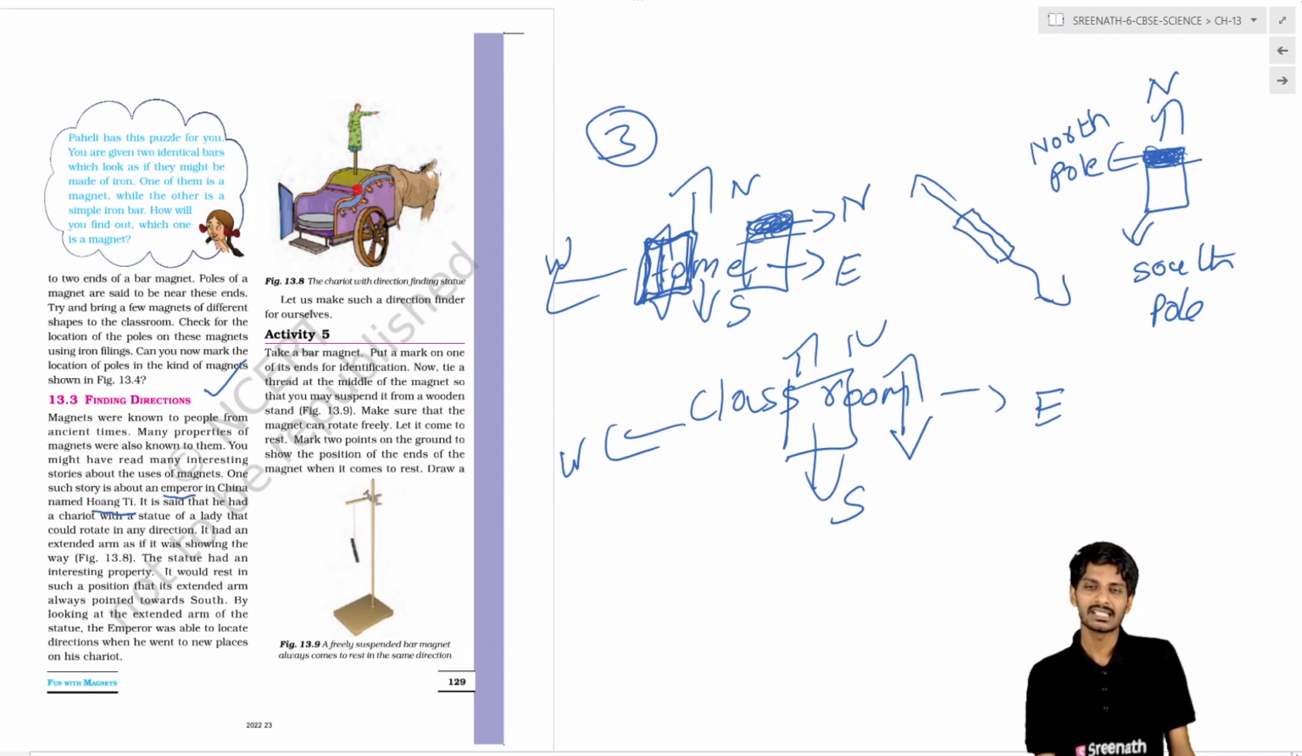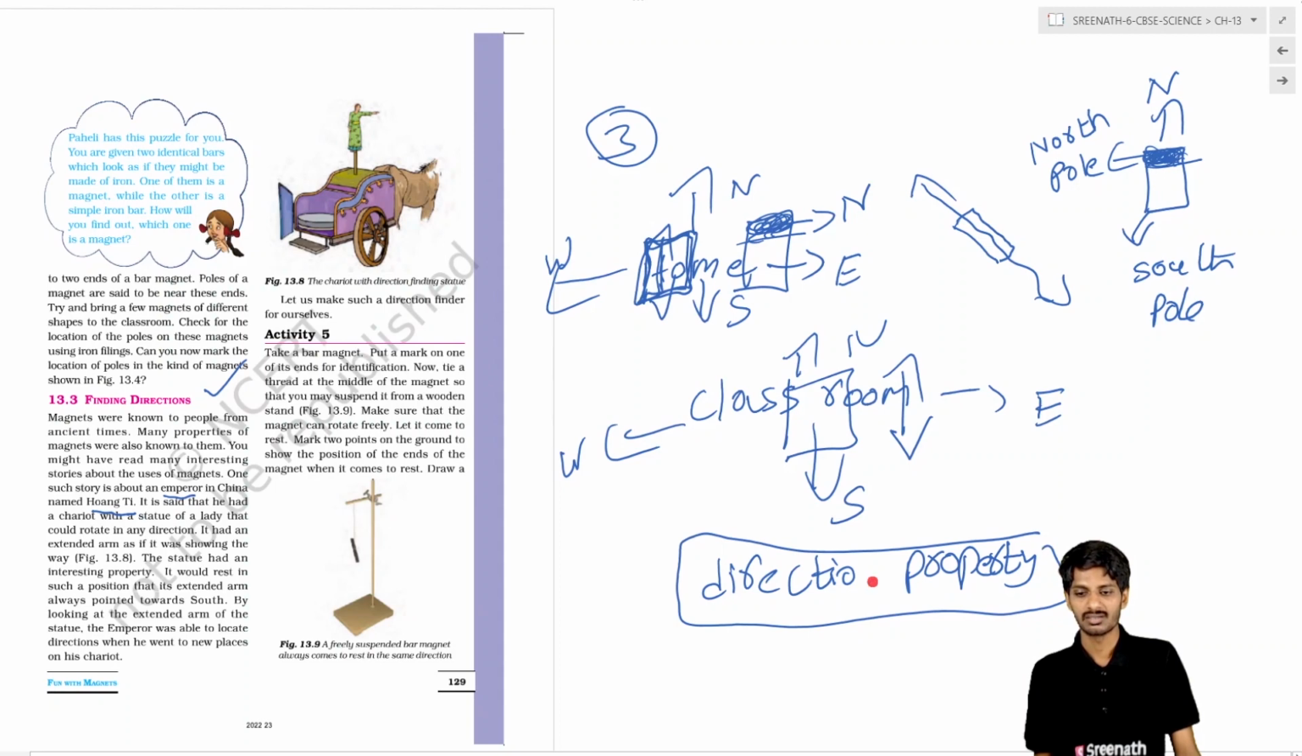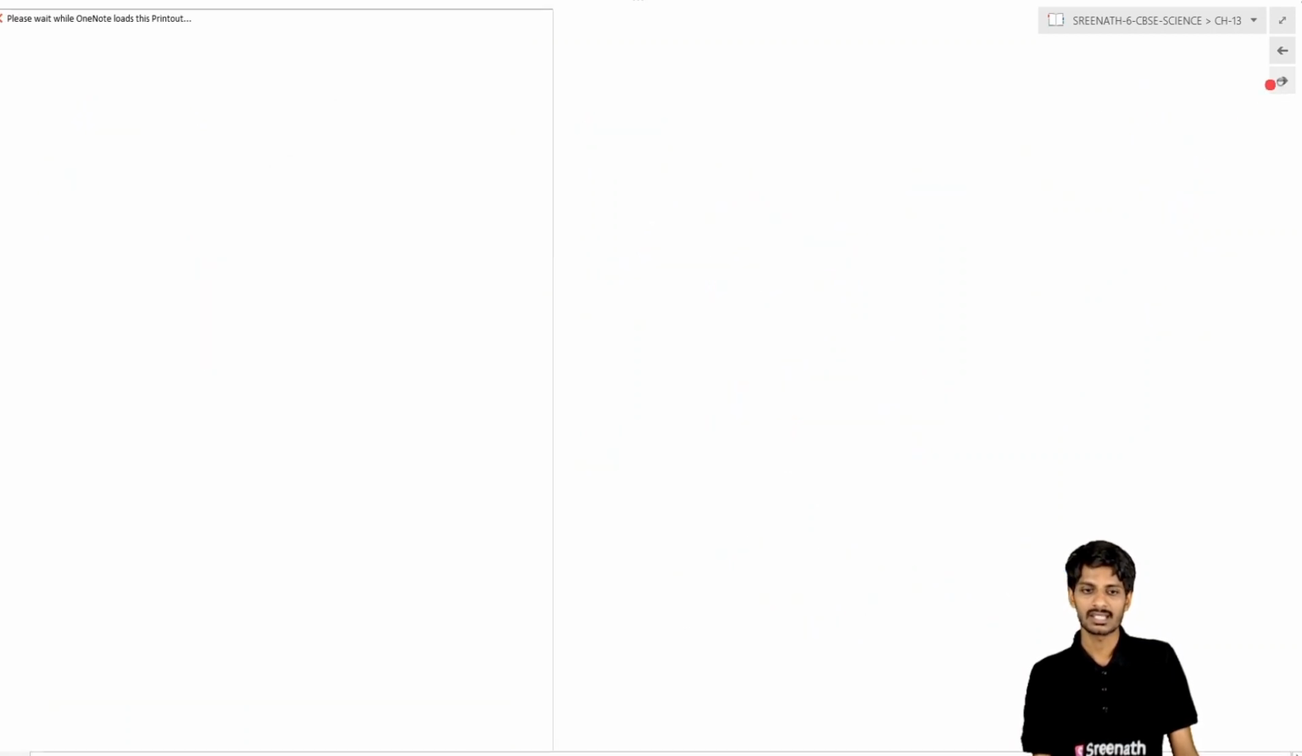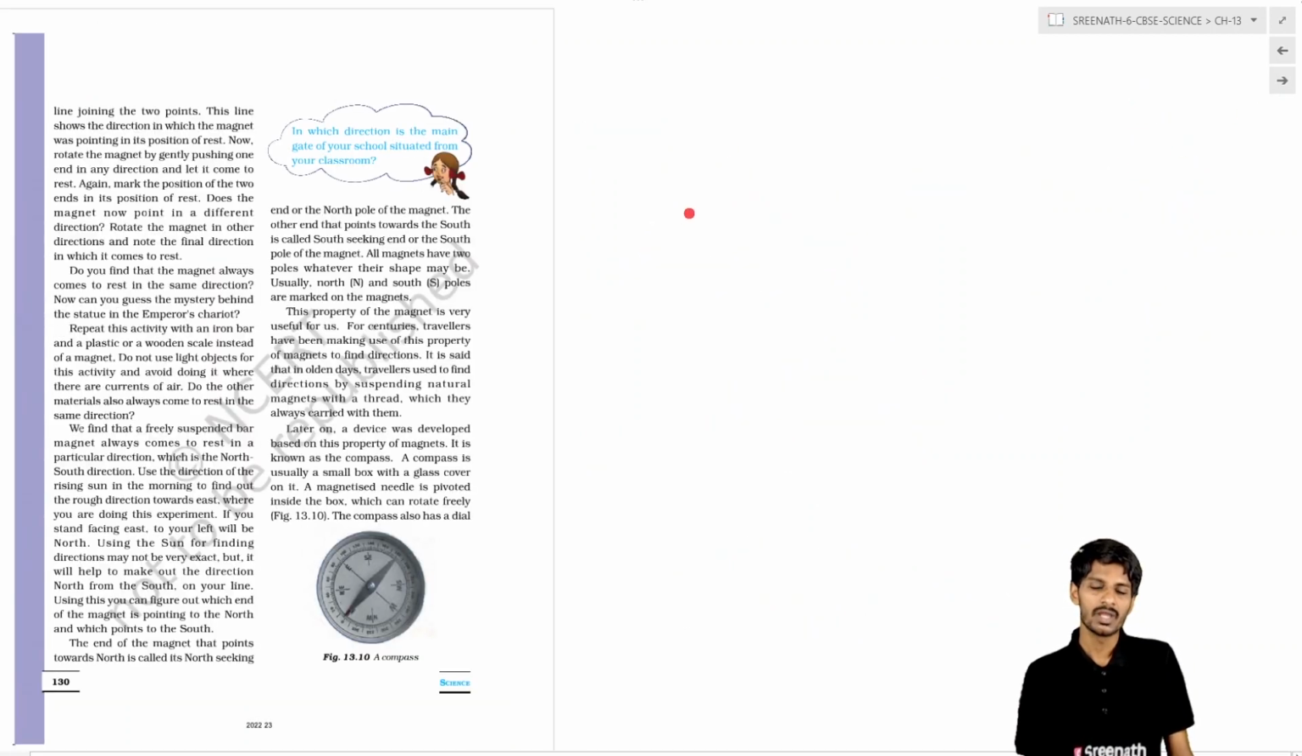Thus the chariot is based on the principle of the magnet having the property of direction. We call this property the direction property. What is the property? Direction property. Because of this property we can easily find the directions. Okay, so based on that property, the compass was developed.